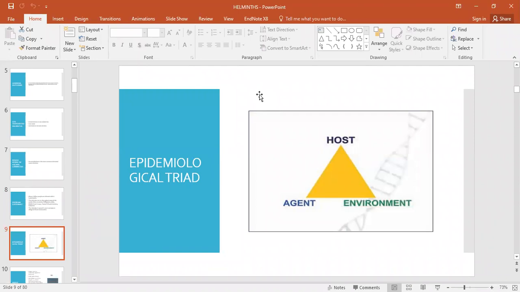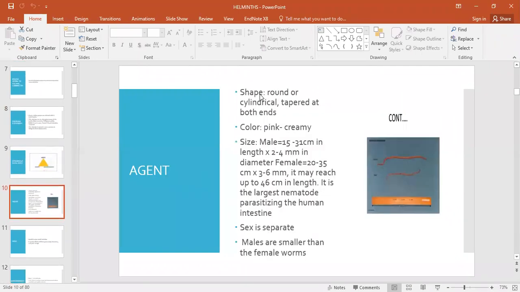The epidemiological triad consists of agent, host, and environmental factors. Agent: Ascaris lumbricoides is round or cylindrical, tapered at both ends, and pink creamy in color. Males are 15 to 31 centimeters in length and 2 to 4 millimeters in diameter. Females are 20 to 35 centimeters in length and 3 to 6 millimeters in diameter. It is the largest nematode parasitizing the human intestine. Sexes are separate, and males are smaller than the female worms.